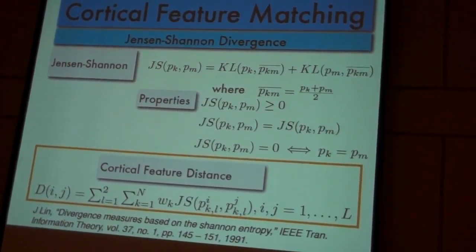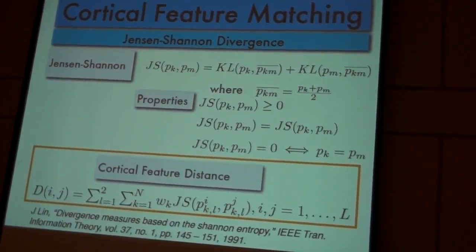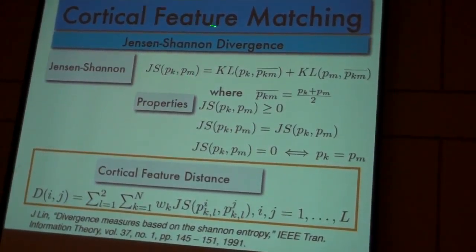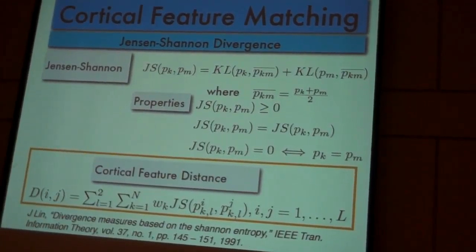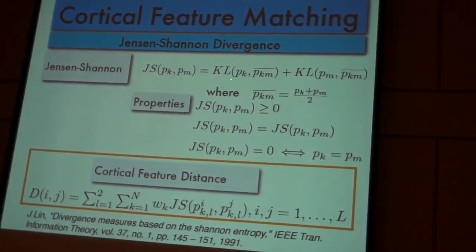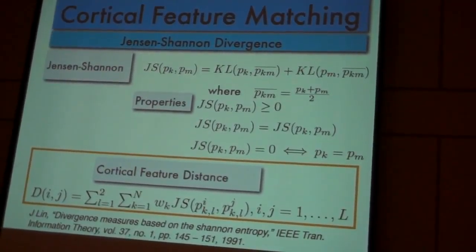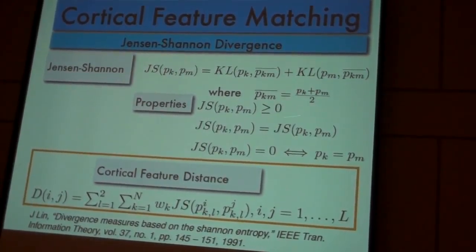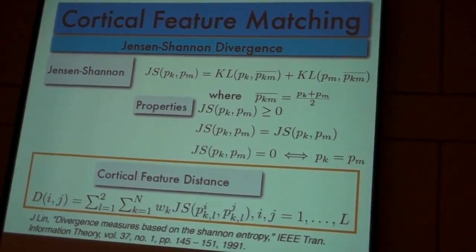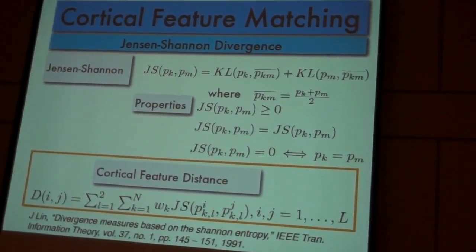In this work, we use Jensen-Shannon divergence, which is a symmetrized version of the Kullback-Leibler divergence, essentially computing the difference in the relative entropy between one of the distributions and the average of the two distributions that are in hand. And it has got some nice properties. It's greater than or equal to 0. It's symmetric, and it's equal to 0 if and only if P_k equals P_m.